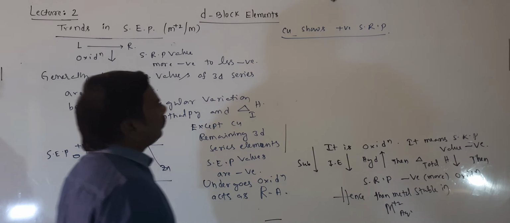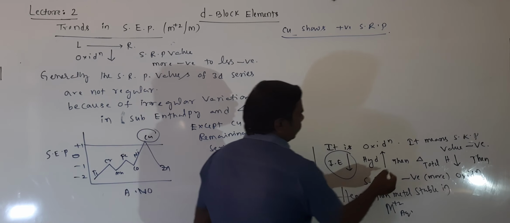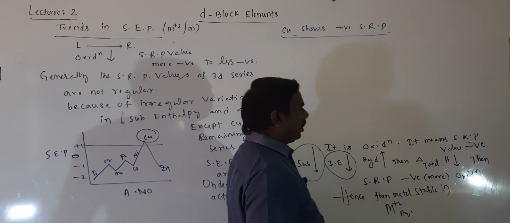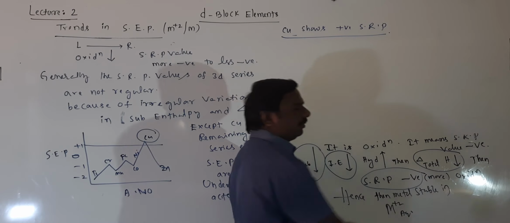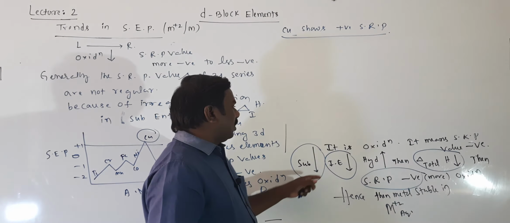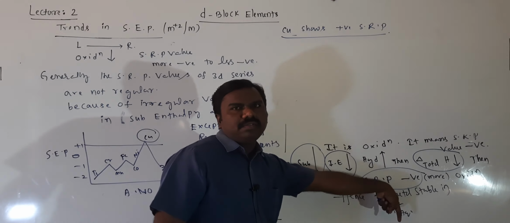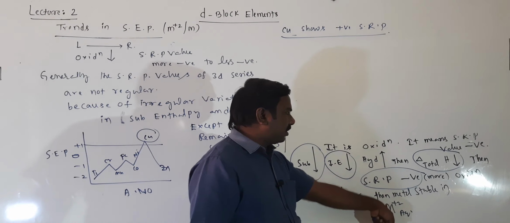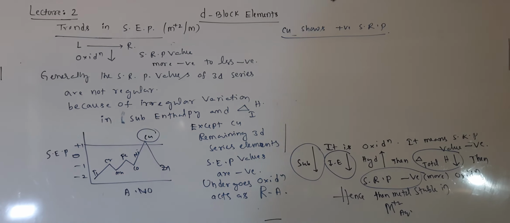Now, here if you observe, ionization enthalpy must decrease and sublimation enthalpy must decrease, then only the total will decrease, then only the SRP value will be negative. But the reverse happens here: the sublimation enthalpy value increases and the hydration enthalpy value decreases. Because of that reverse, SRP will be positive. The answer for that question is for copper.